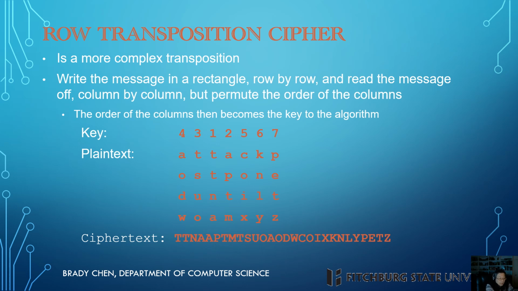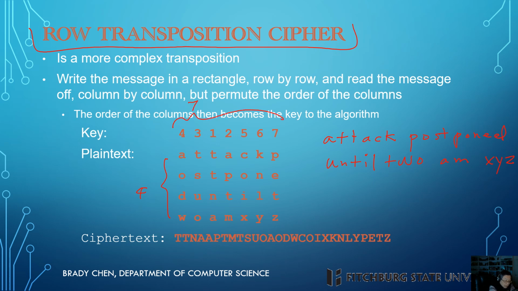Now here is a more complex transposition cipher. It's called a row transposition cipher. In this case, we organize the plain text into some kind of matrix. The plain text is like this: attack postponed until 2 a.m. XYZ. That's the original message. And then we organize the message into a matrix of, let's say, 4 by 7.